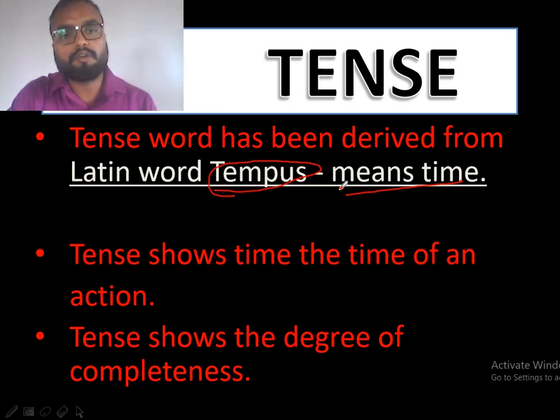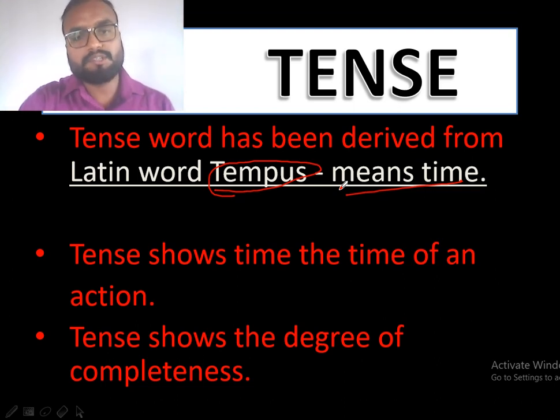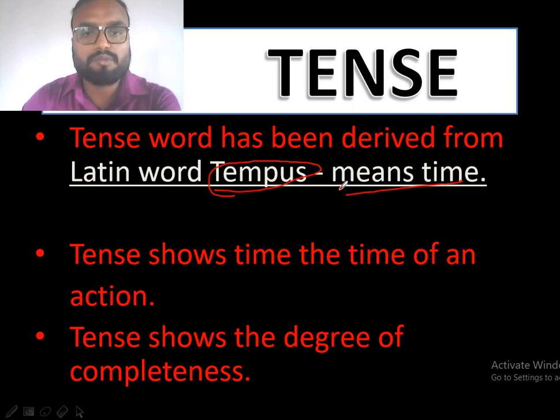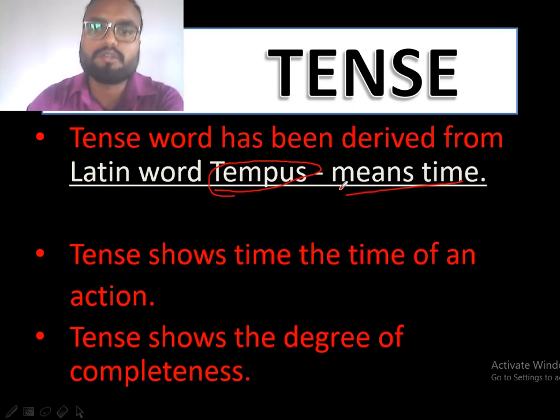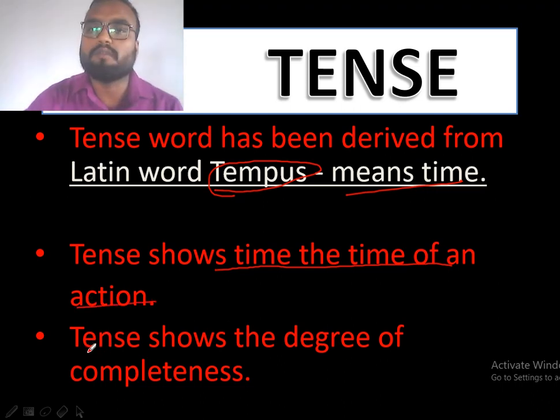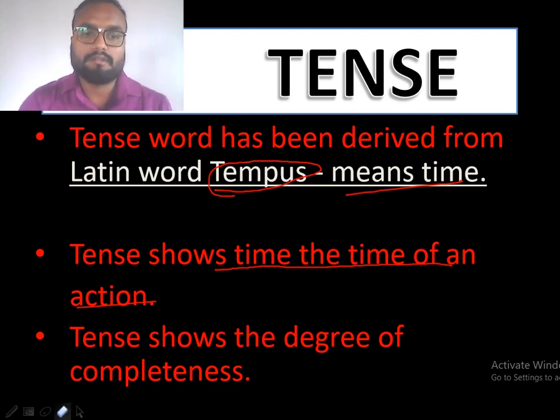And I think you already know the meaning of present, past and future. Present is which is going on right now, the time which is going on these days. Past is which has passed. Future is which is going to come. This is present, past and future. So what does tense show? Tense shows the time of an action, that when that action has taken place, whether in present, past or in future.